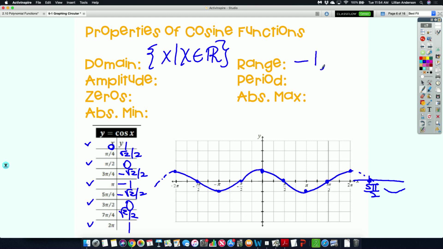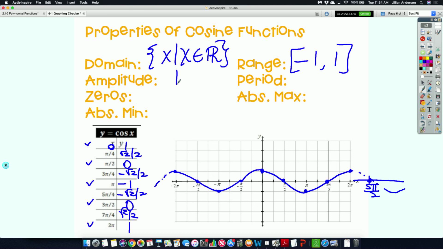Negative 1 to 1 included? Yes. Remember, amplitude represents the height from that middle line, that midline. So it's what? 1. Very good.